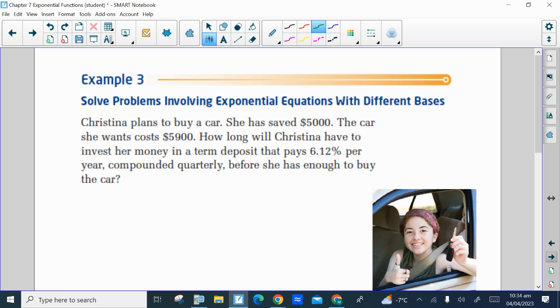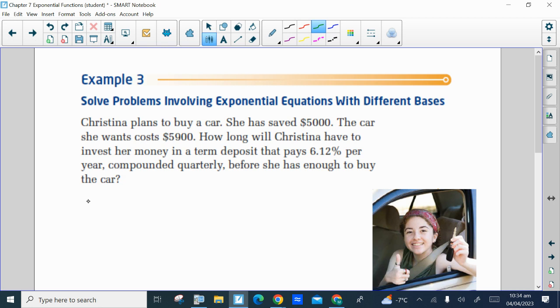Christina plans to buy a car. She has saved $5,000. The car she wants costs $5,900. How long will she have to invest her money in a term deposit that pays 6.12% per year, compounded quarterly, before she has enough to buy her car?